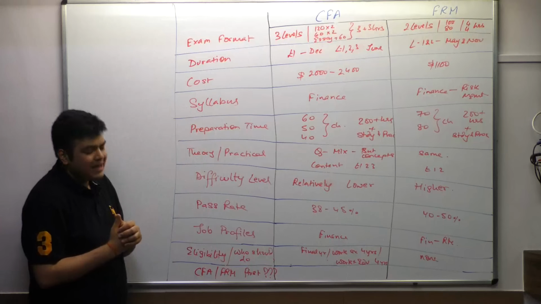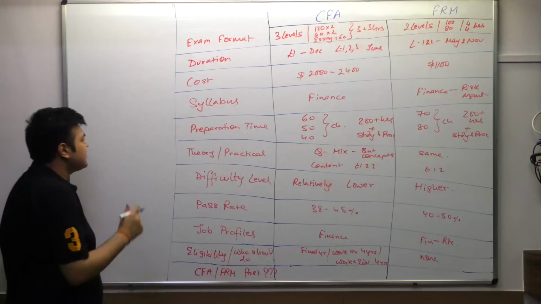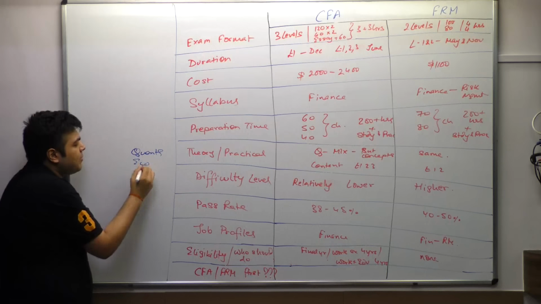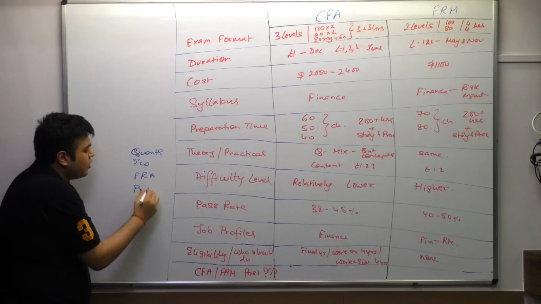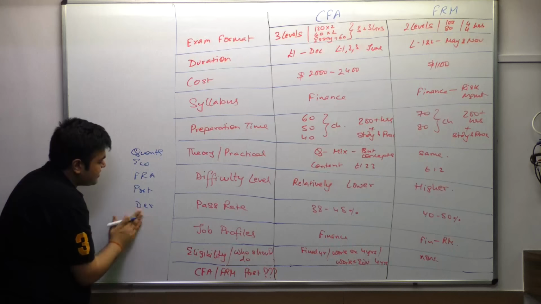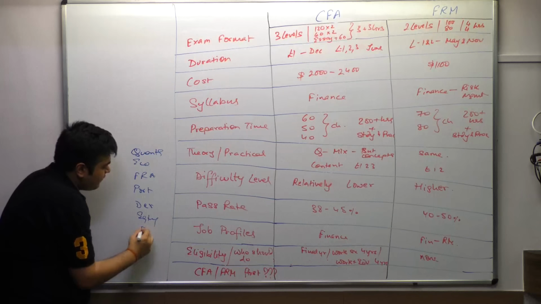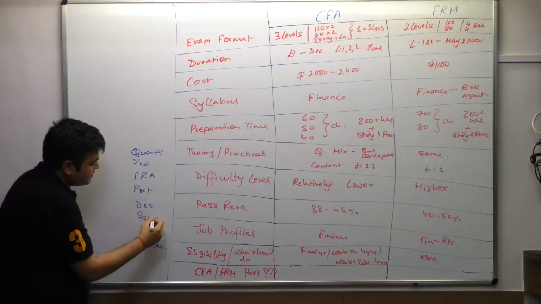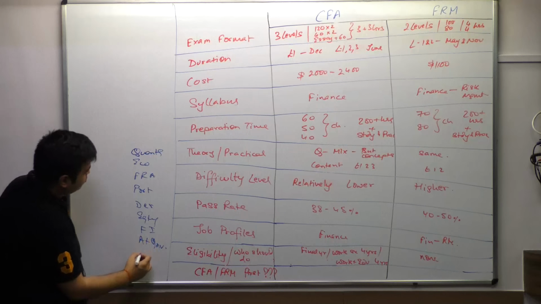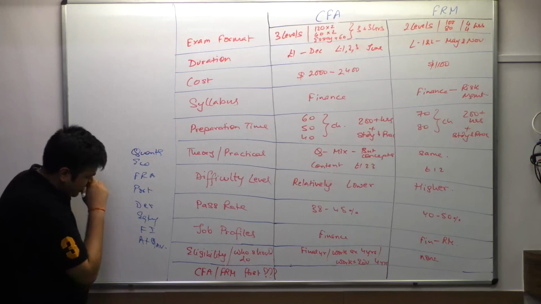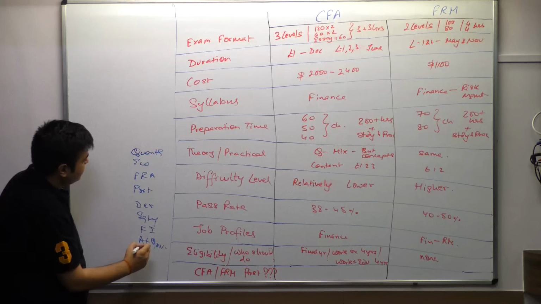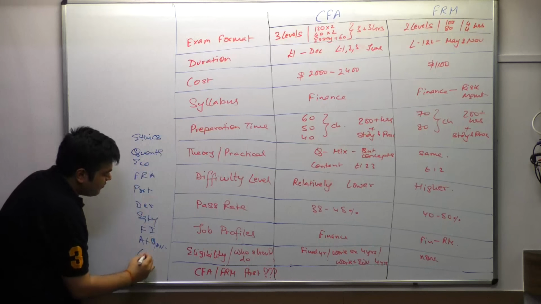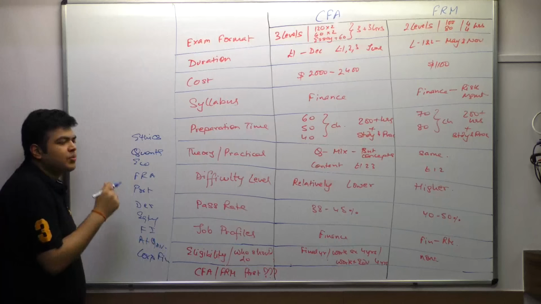But in general, CFA has about 10 subjects. We're looking at quants, economics, FRA, portfolio, derivatives, equity, fixed income, alternate investment, ethics, and corporate finance. So these are the 10 subjects which you would be looking at in CFA.